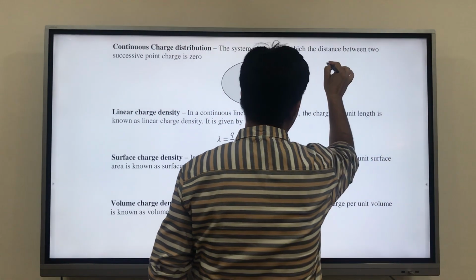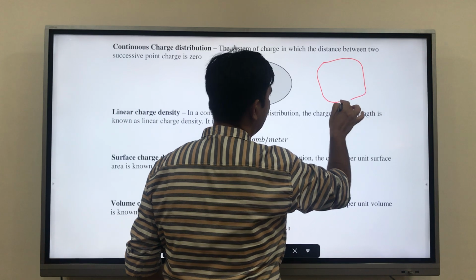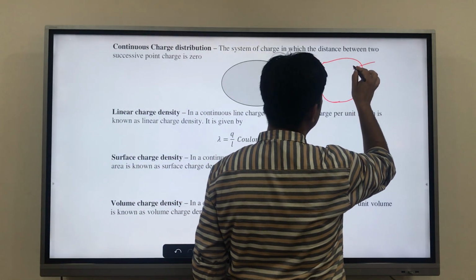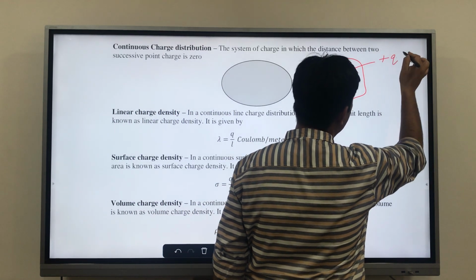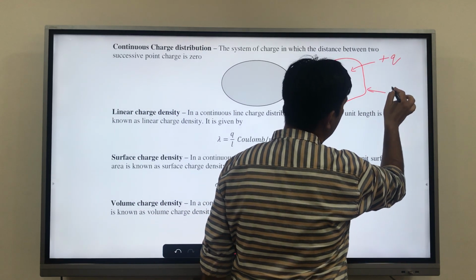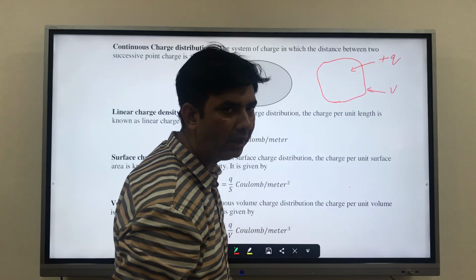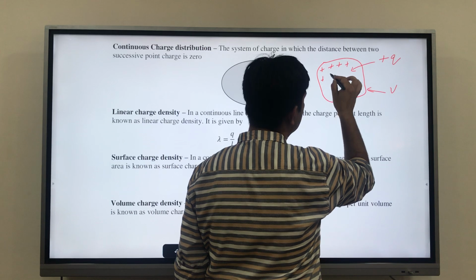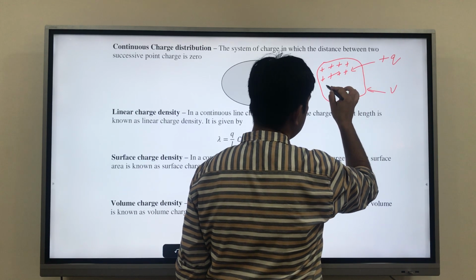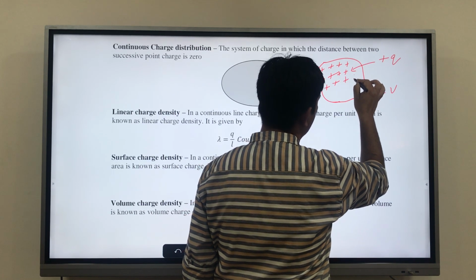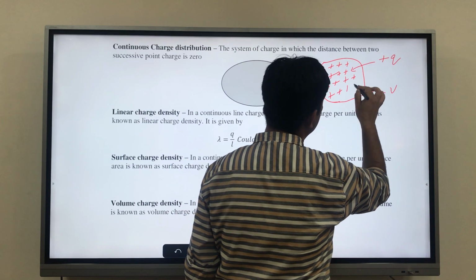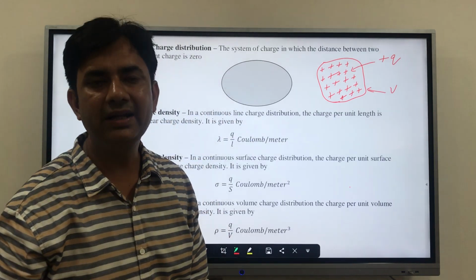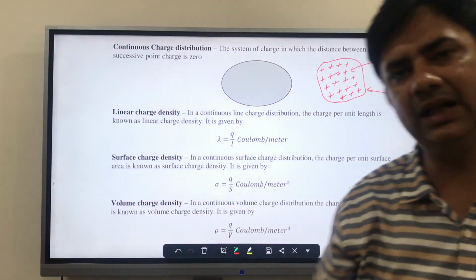Suppose we take this example again. We take one arbitrary body and we induce plus Q charge over here, and the volume of this is V. It will get distributed all over. I think you are understanding it. Now you can understand the same phenomenon will happen.